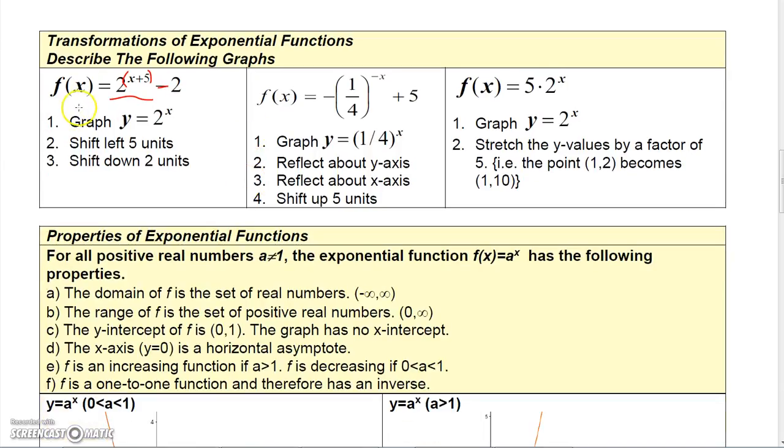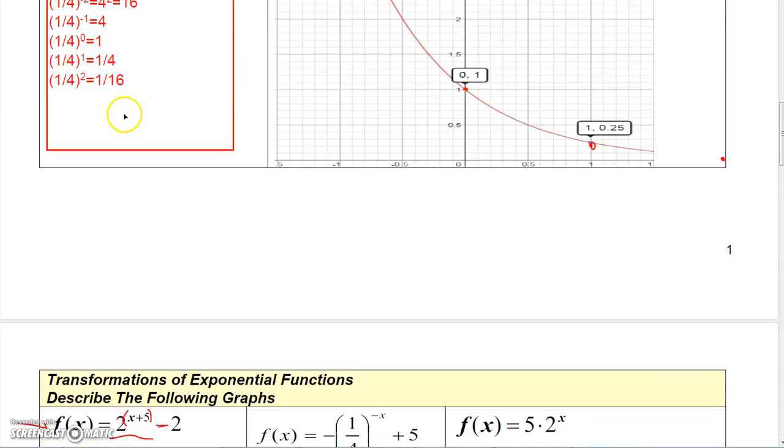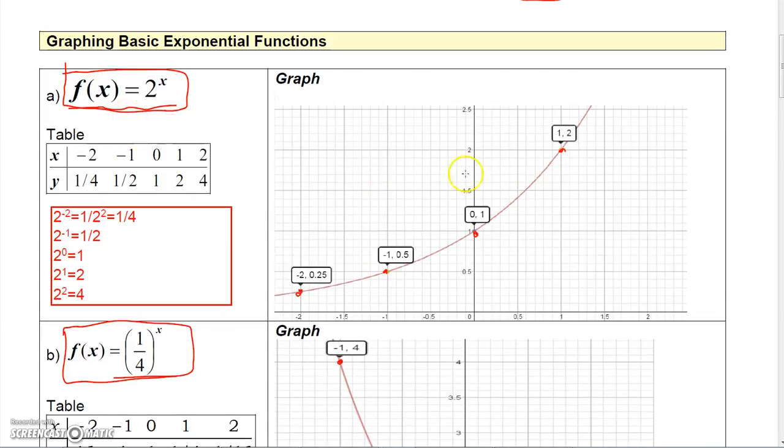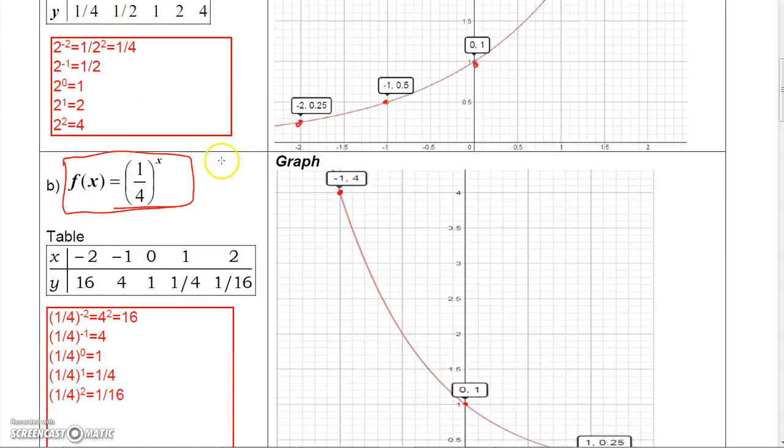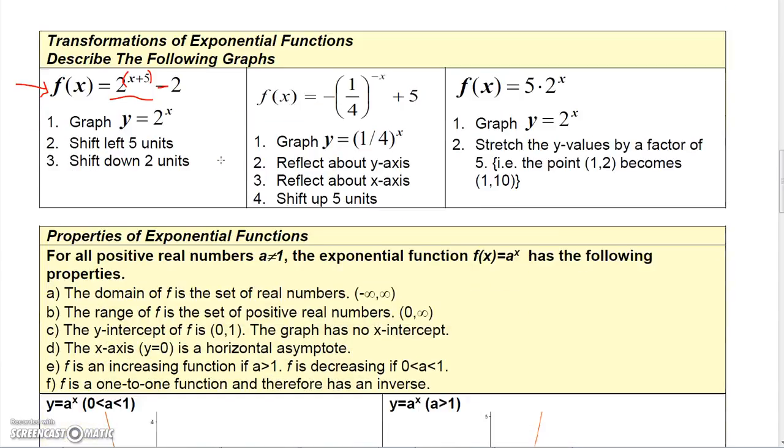So to get this function here, you could get it from the function 2 to the x by simply shifting it to the left 5 and down 2 units. Just shift all the points to the left 5 and down 2 units.